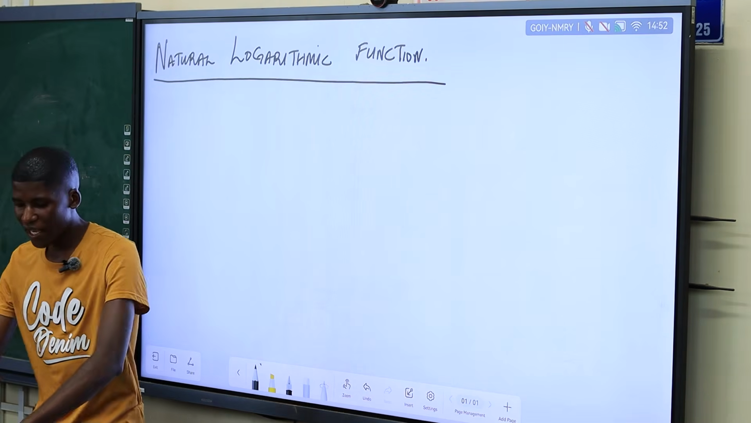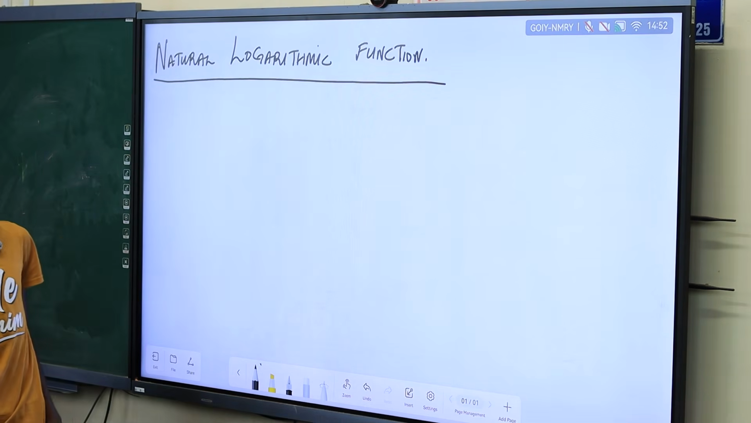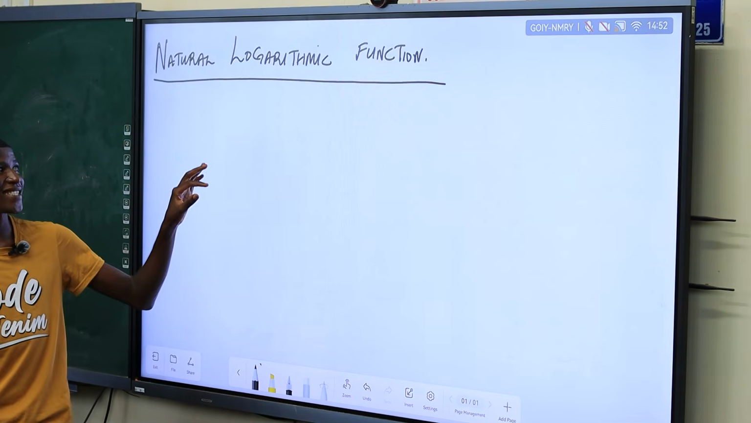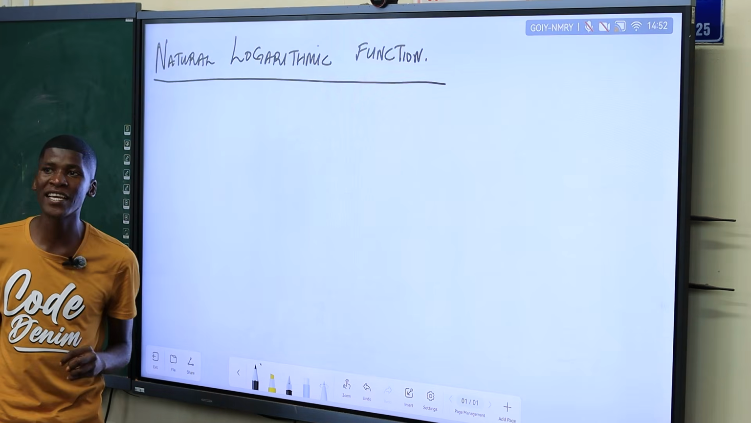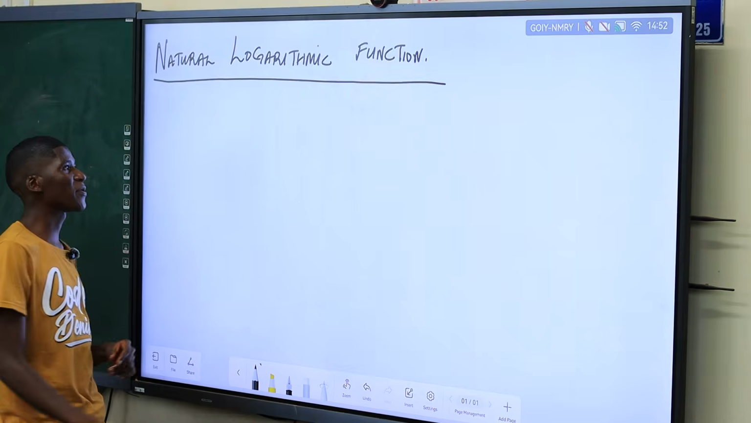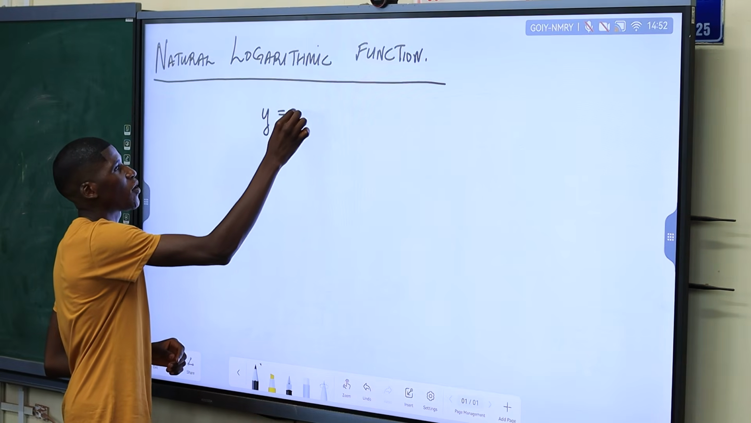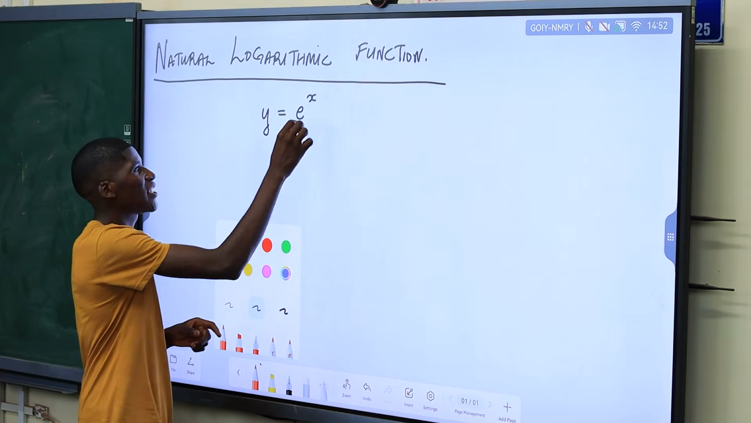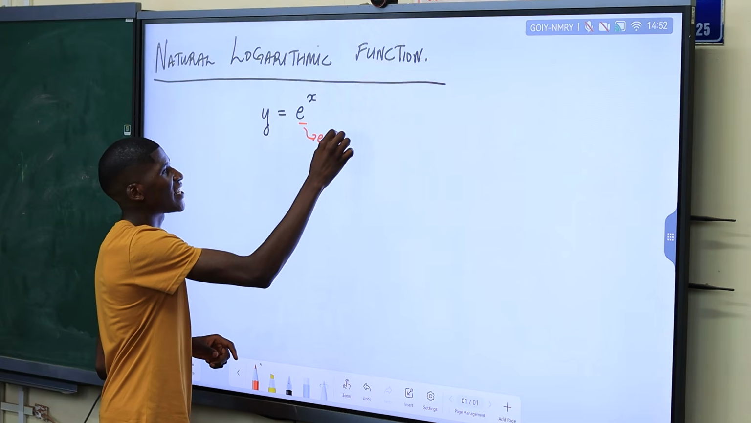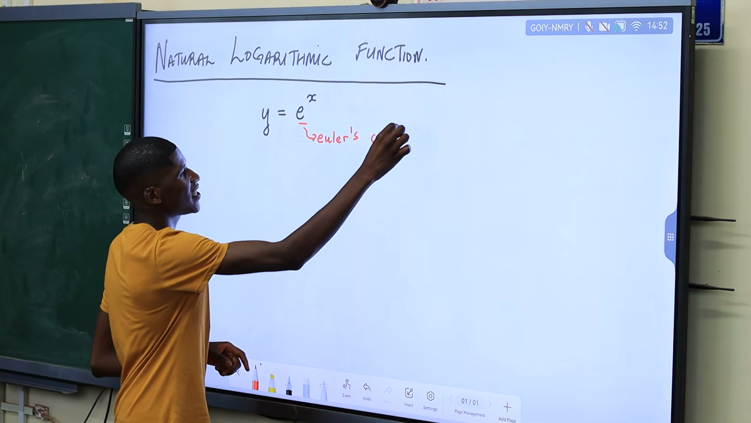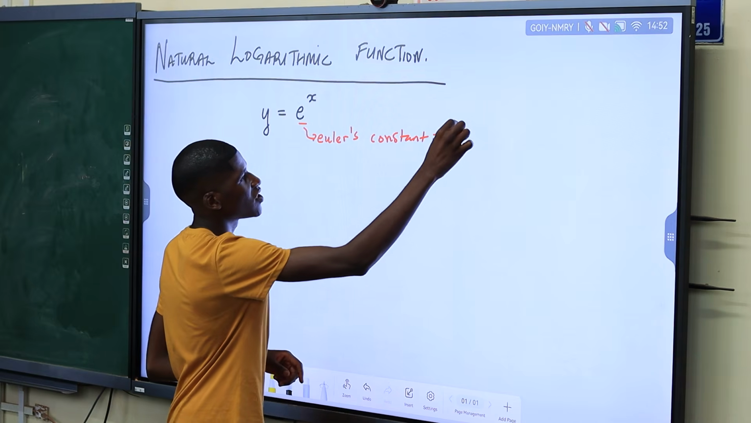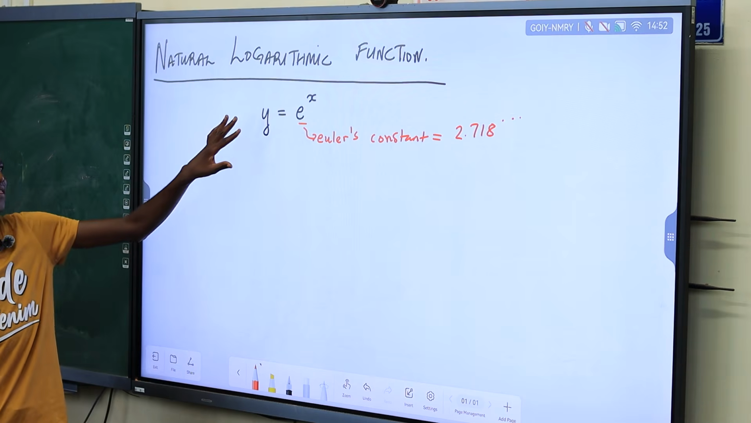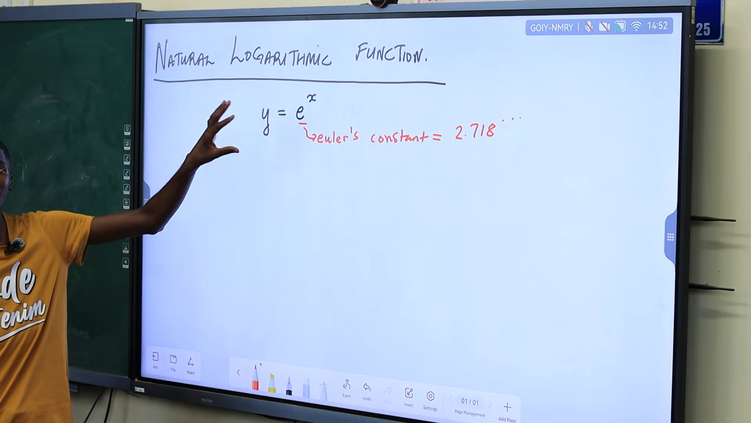Okay. So last time the instruction was you should investigate the natural logarithmic function, and last time I introduced the natural exponential function. It is just a normal exponential function, but it has got what? The base, which is e, Euler's constant. So this is Euler's constant and it is equal to 2.718 recurring, right? So basically, this is known as a natural exponential function.